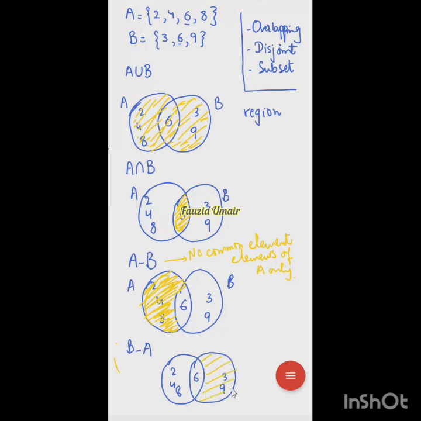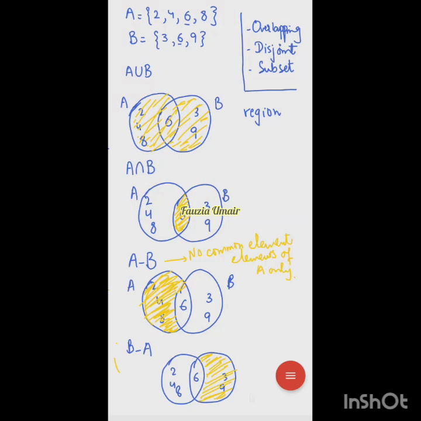This is the region of the answer, B minus A. I have placed numbers in the sets also, so that you have an idea mathematically. If you solve B minus A, the answer is 3, 9. That will also give you an idea that this region should be shaded, right? Or visually you need to remember, if the two sets are overlapping sets, then always these regions will be shaded for these four operations.